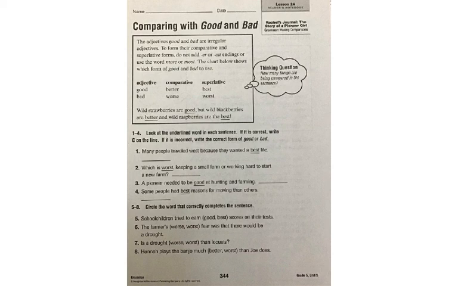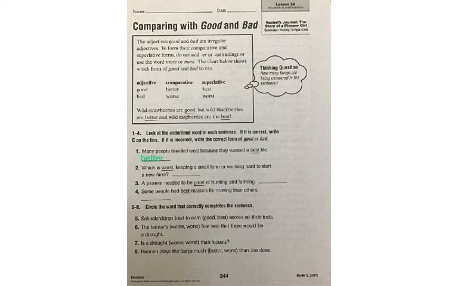Here's an example. Wild strawberries are good, but wild blackberries are better, and wild raspberries are the best. Look at the underlined word in each sentence. If it is correct, write C on the line. If it is incorrect, write the correct form of good or bad. And so when you're looking for the forms of good or bad, remember it's good, better, or best. Bad is bad, worse, or worst. Number 1, many people traveled west because they wanted a best life. We're not comparing multiple things, we're just comparing two with best. So it really should be better. The word better for number 1.